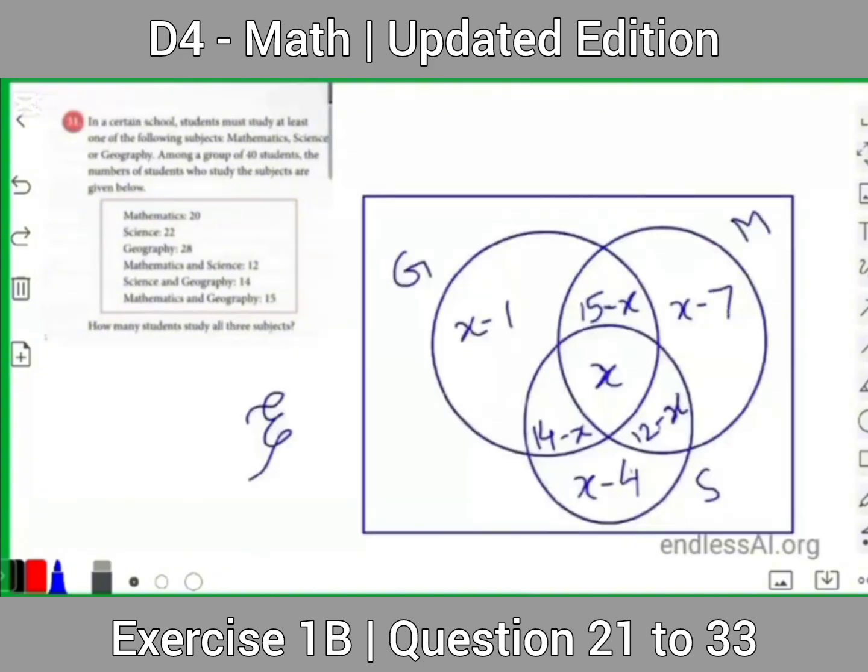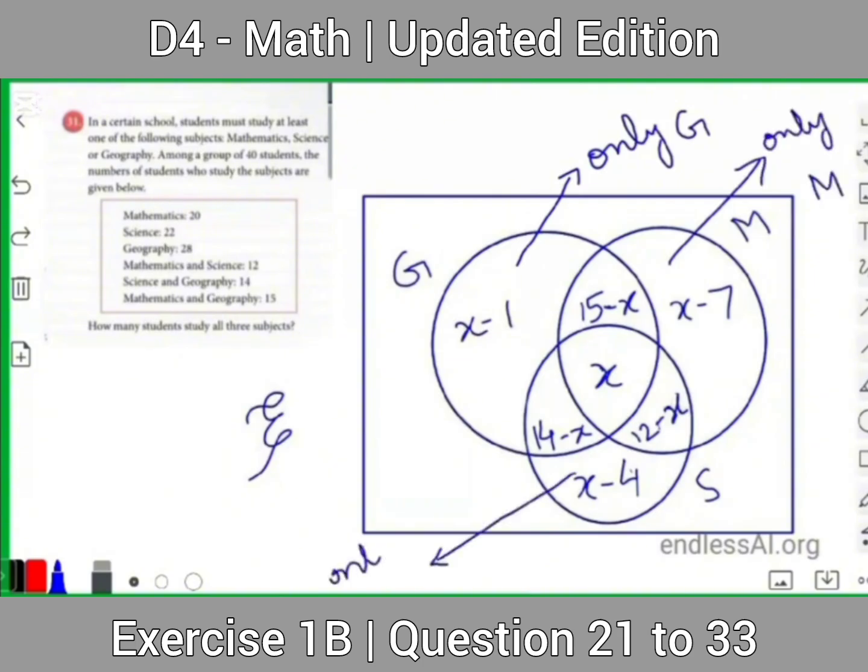Now we have drawn the Venn diagram, and now we will label the regions. This tells us about only G, the number of students who only study geography. This tells us about only the students who study mathematics. This is only S. This region tells us the students who study all three subjects: G intersection M intersection S.